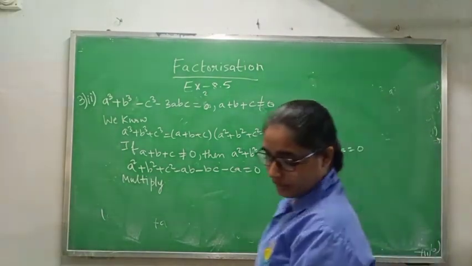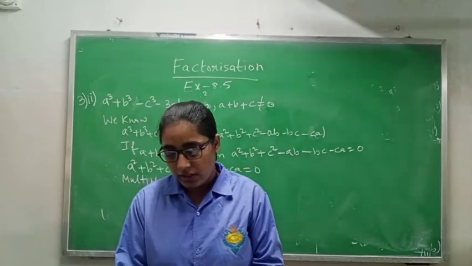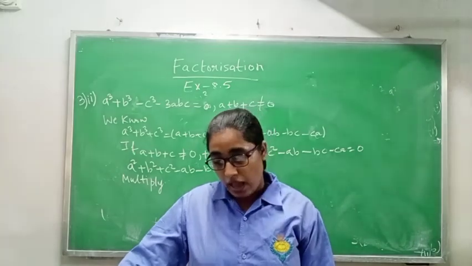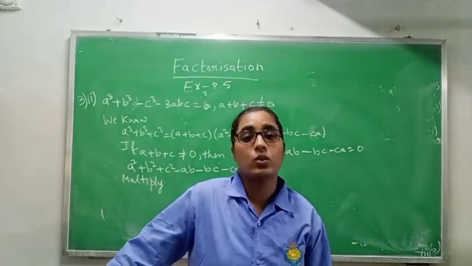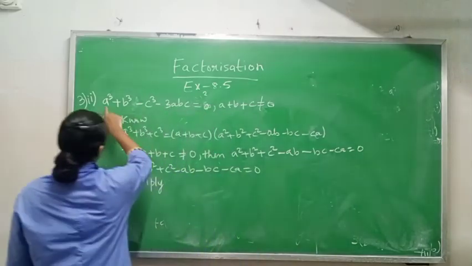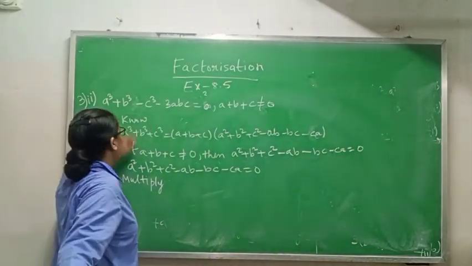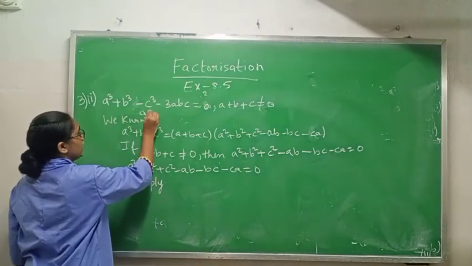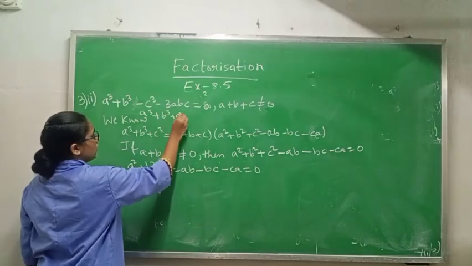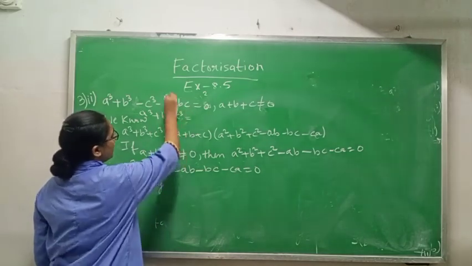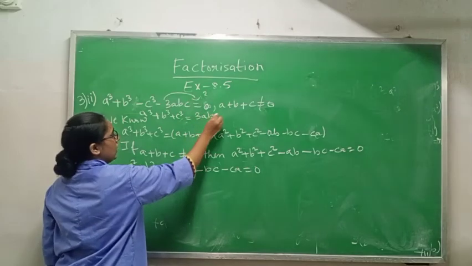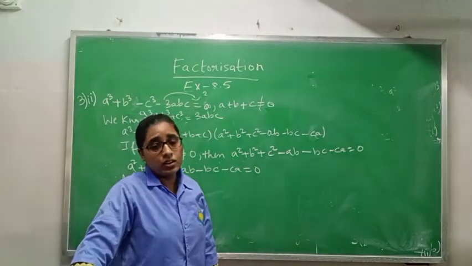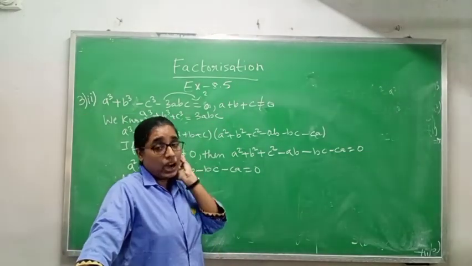It is given: find the relation of a, b and c if a³ + b³ + c³ − 3abc = 0 and a + b + c ≠ 0. It means I have already written whatever is written in your book: a³ + b³ + c³ − 3abc = 0. It means a³ + b³ + c³, when you take −3abc to this side, it becomes plus, so 3abc. They are saying this condition is okay, but a + b + c is not equal to 0. But how is it possible?